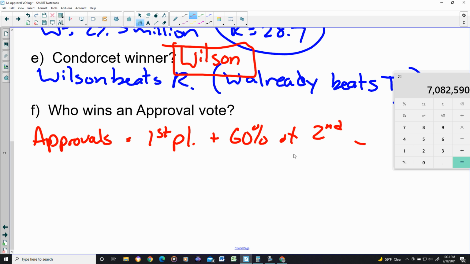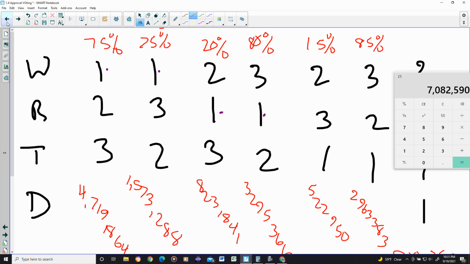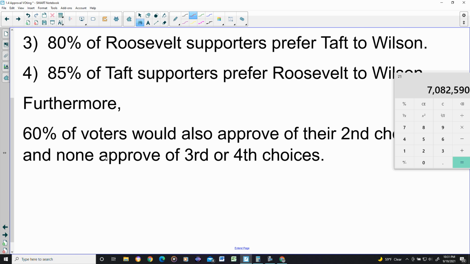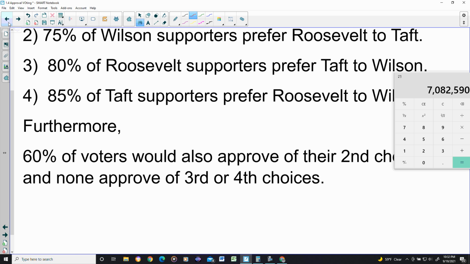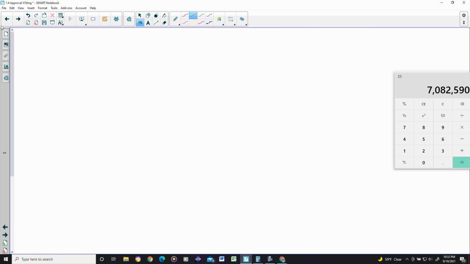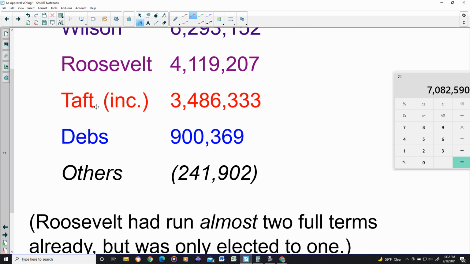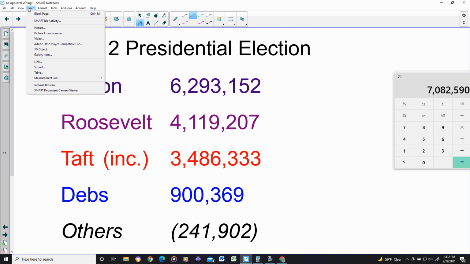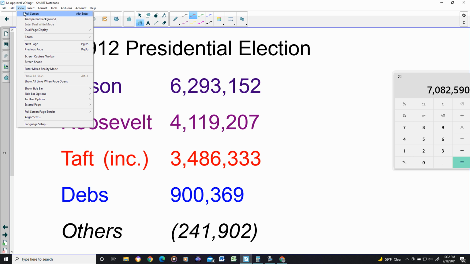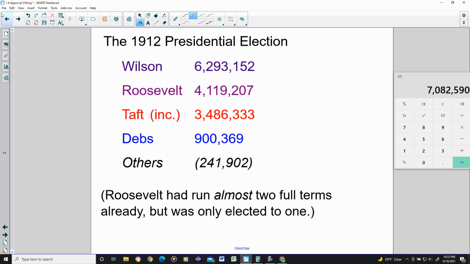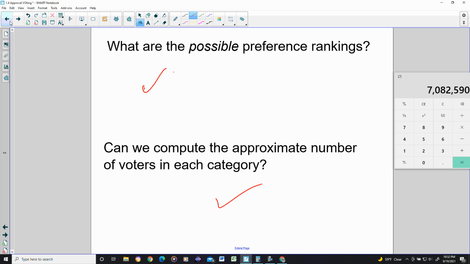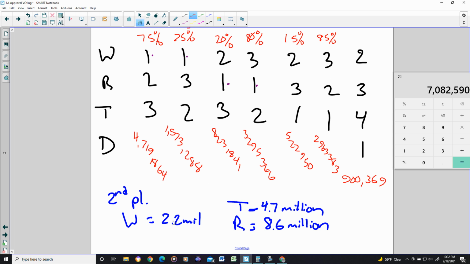Okay, so who's going to win? Now we've already done some of that work, right? Let's go back here. We did some of that work. Where did we do that work? Here. And I think I erased it. Okay, I probably did erase it. So let's go back and let's do entire page. Oh, wait, here it is, right here. Here's my second place votes.